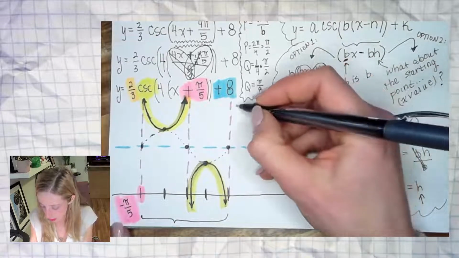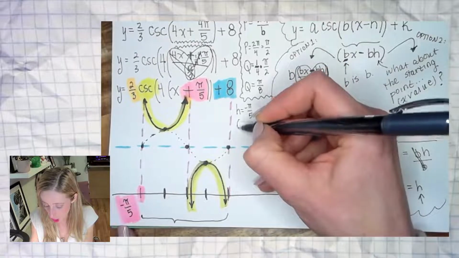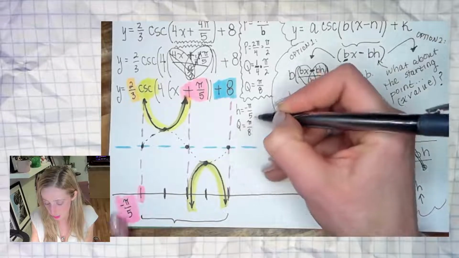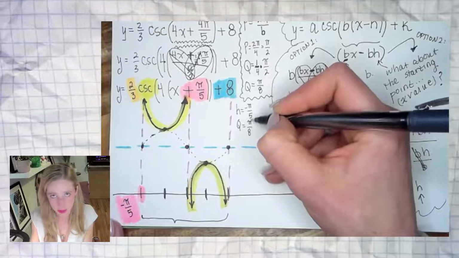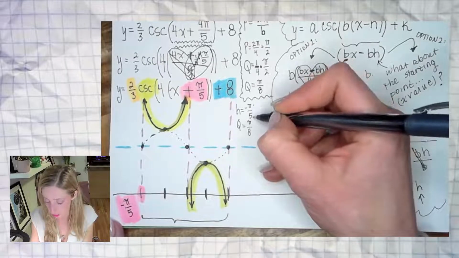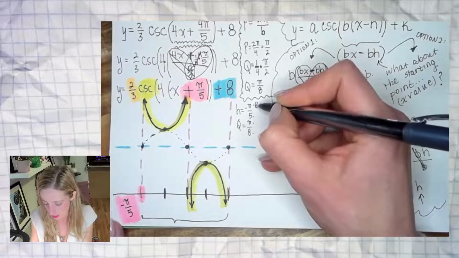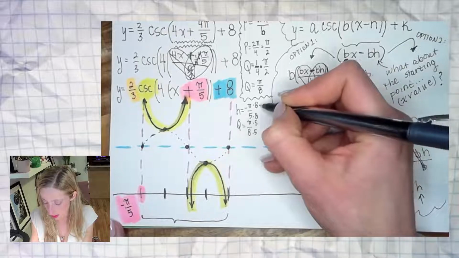All right, so my h value was negative pi over 5, and my q is pi over 8. My common denominator will be 40. That's the least common denominator. It's not always the product of your denominators, so if you need help with common denominators, still flip back to another video because I've gone over it many times. So I'm multiplying this on top and bottom by 8, this on top and bottom by 5.